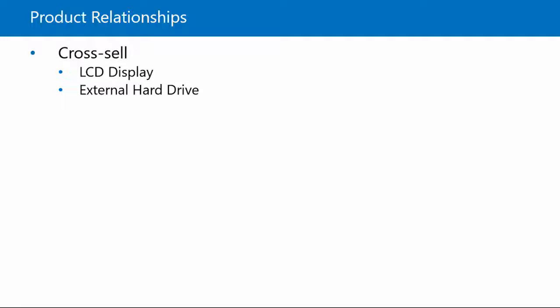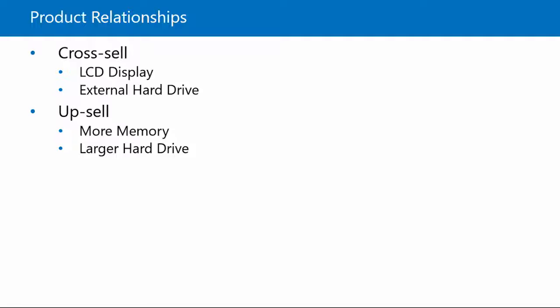Imagine you're selling a laptop. What might be some of the other things that you want to sell to somebody if they're looking to buy a laptop? You might cross-sell an LCD display, or maybe an external hard drive can be another example of cross-selling.